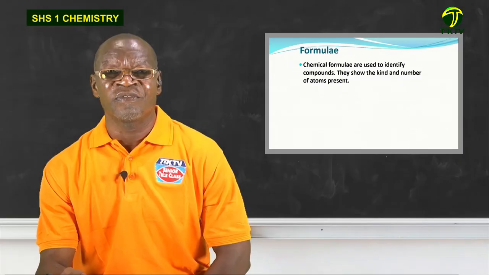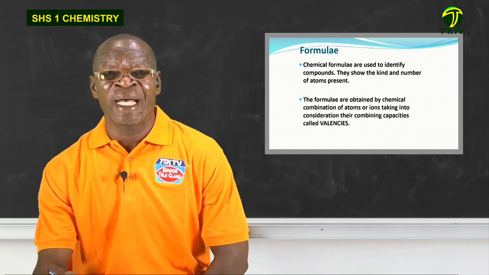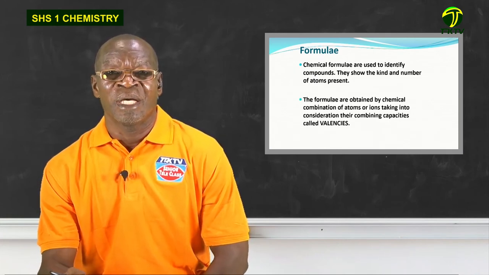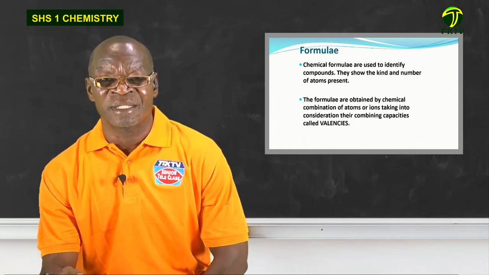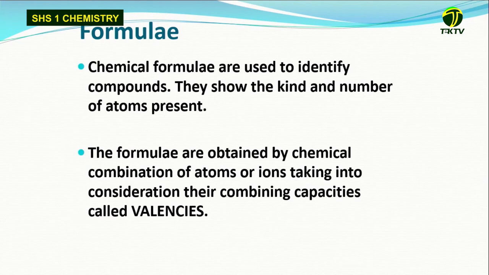And when we are writing formulae, we combine elements and we take into consideration the combining capacity of the various elements. This combining capacity, we call valency. Valency is the combining capacity of the elements. And so we want to look at how we write formulae for compounds.